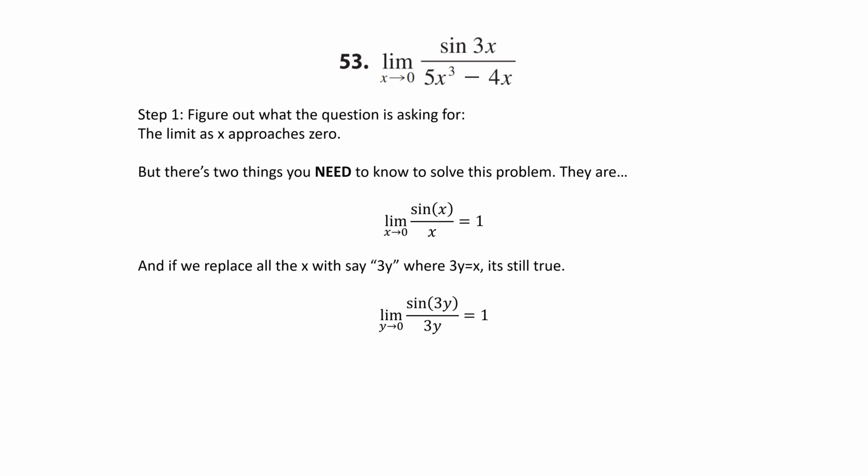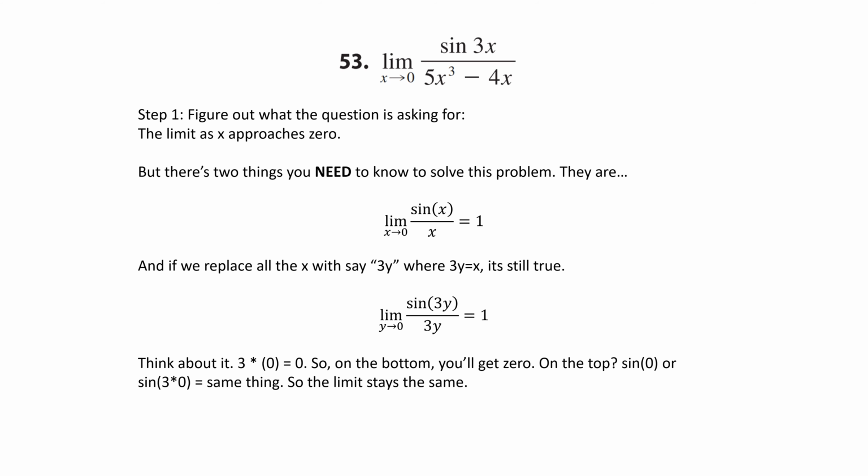The reason we're going to need that is because if you look at our problem, we have that ugly sine 3x on the top. But we don't really have a 3 on the bottom. So eventually we're going to try to get an x on the bottom and a 3 on the bottom, in order to make our limit look like the limit as y approaches 0 of sine 3y over 3y.